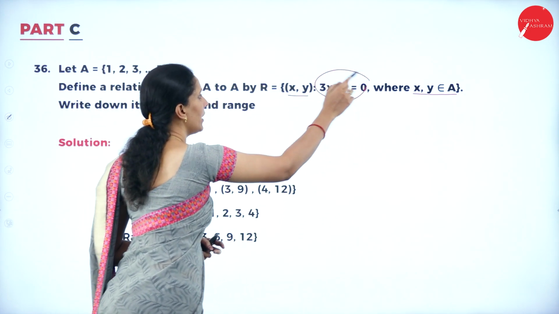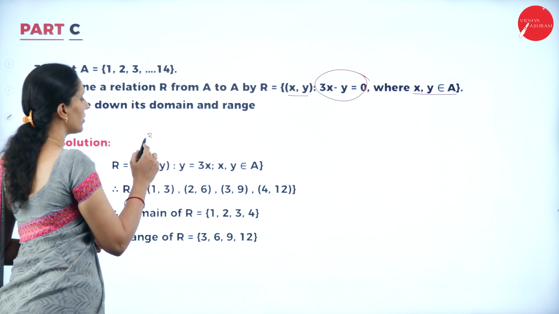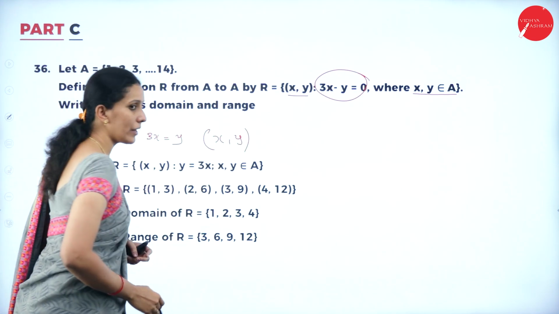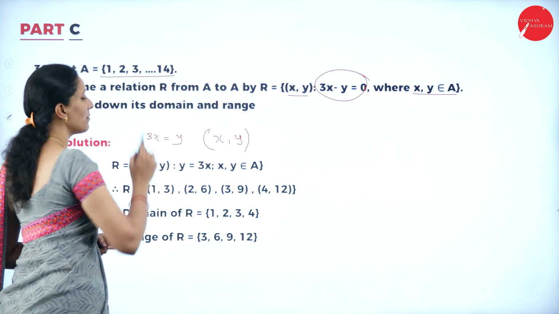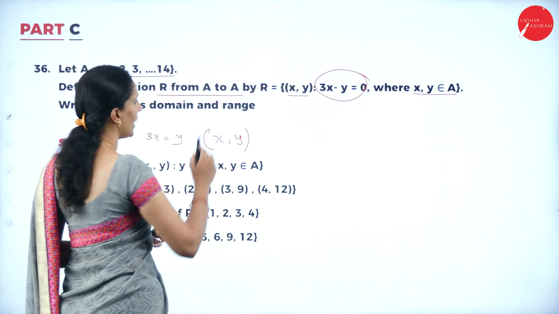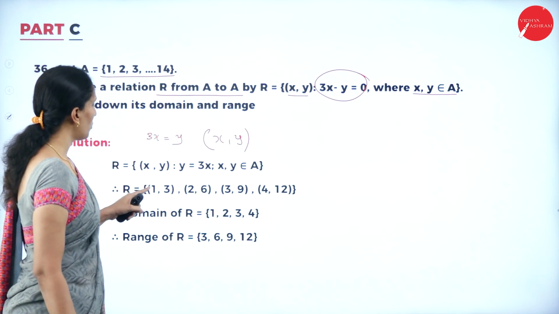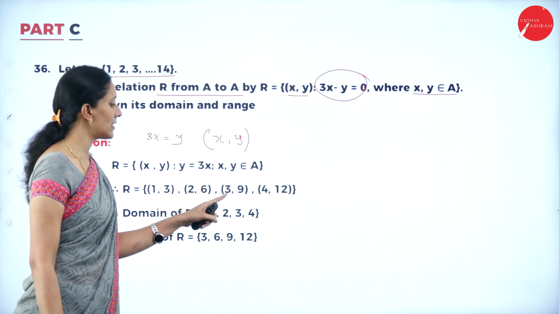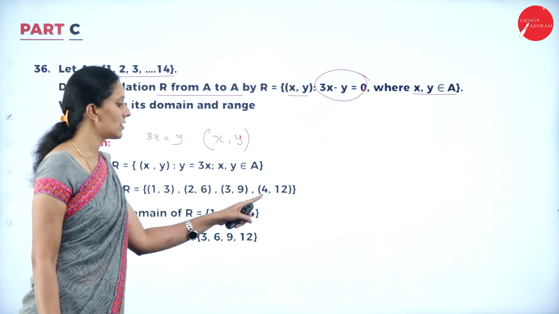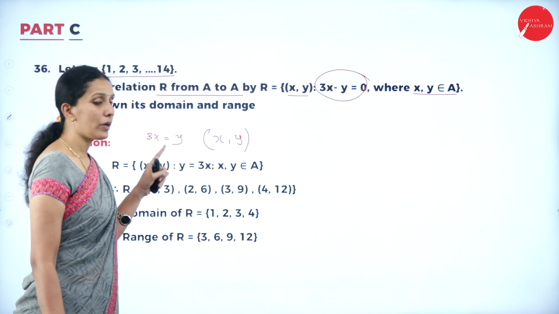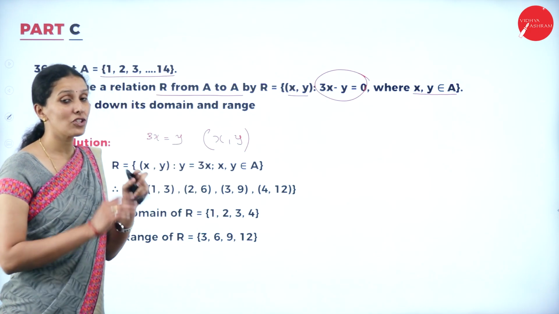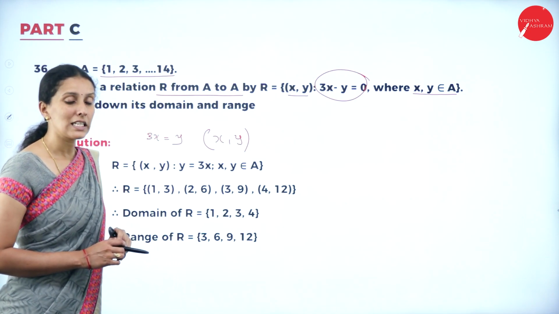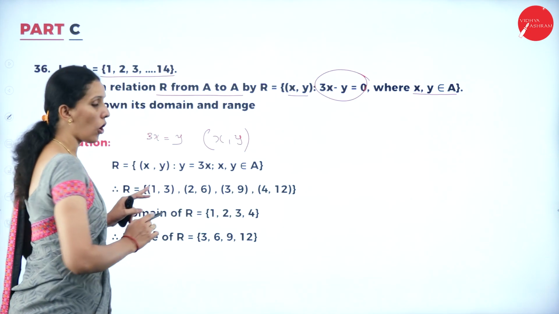The equation can be rewritten in the form of 3x is equal to y. So we can write (x, y) as pair. The numbers must be taken only from set A because the relation is defined from A to A. So, when you take x is equal to 1, y is 3. When you take x is 2, y is 6. When x is 3, y is 9. When x is 4, y is 12. When x is 5, y will be 15, which cannot be written because 15 does not belong to set A. Hence, we will stop writing the ordered pairs here.